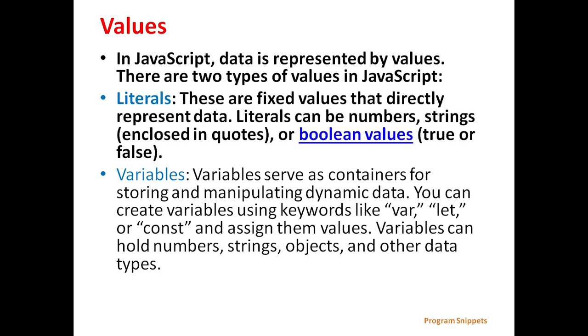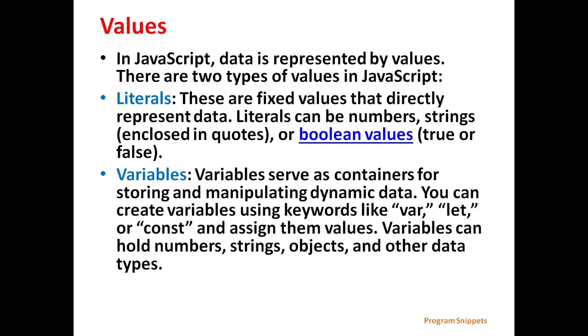Literals are fixed values that directly represent the data. Literals can be numbers, strings, or Boolean values. Variables serve as a container for storing and manipulating dynamic data. You can create variables using keywords like var, let, and const, and you can assign them values. Variable can hold numbers, strings, objects, and other data types.